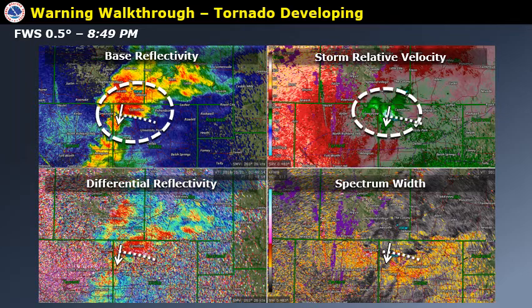Another thing to point out is that the forward flank downdraft is certainly becoming a lot more apparent here in the storm relative velocity imagery. And this will likely become the dominant forward flank downdraft in what will become the right moving supercell that moves through northern portions of Dallas County.